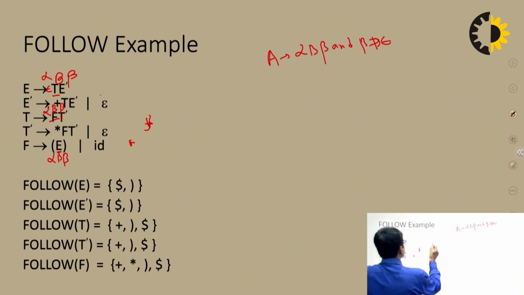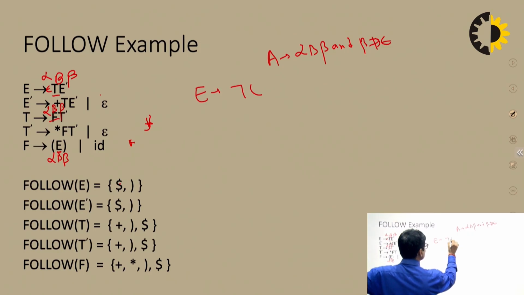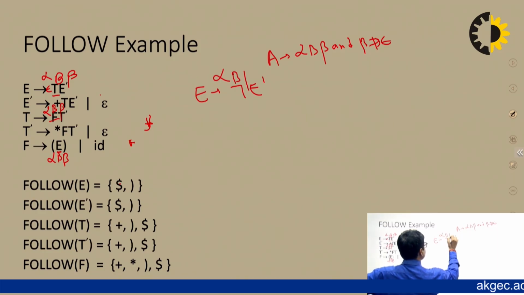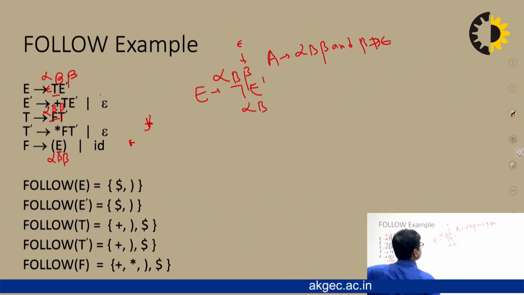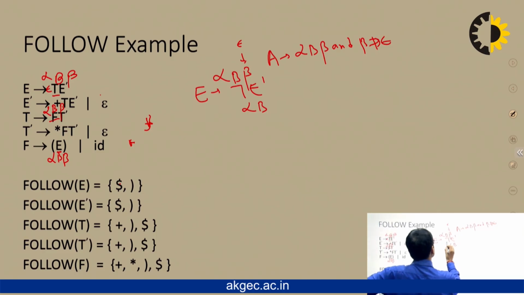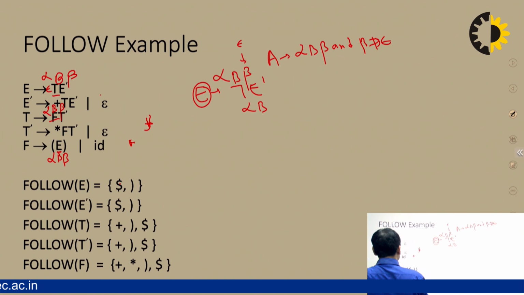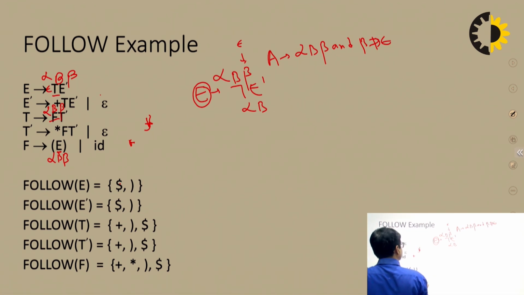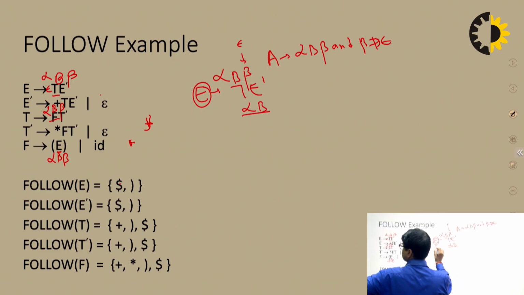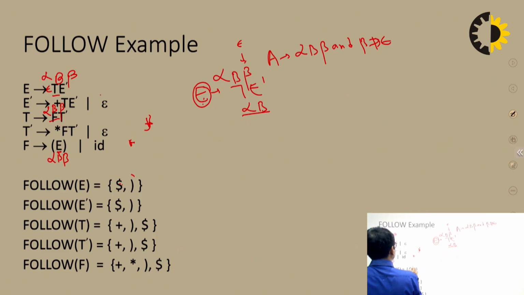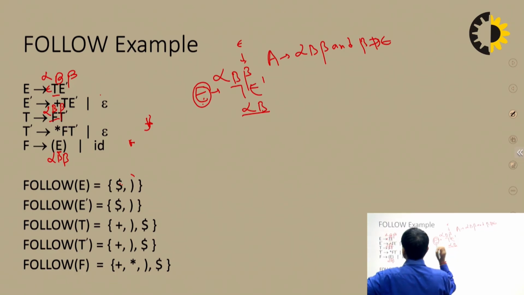Now we have to use the third rule, and it is used two times here. One is alpha B beta where beta is equivalent to epsilon, and the second one is alpha B. The follow of E will be copied to follow of T, so dollar and right parenthesis are copied to follow of T. Using the second form, everything in follow of A is in follow of B, so follow of E is directly copied to follow of E dash. So follow of E dash equals the follow of E, dollar and right parenthesis, by using these two rules.